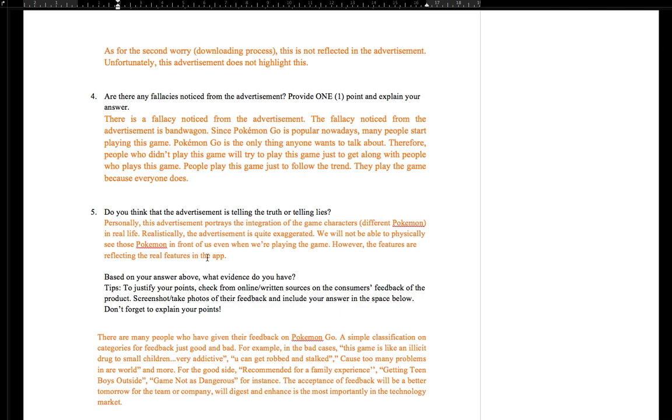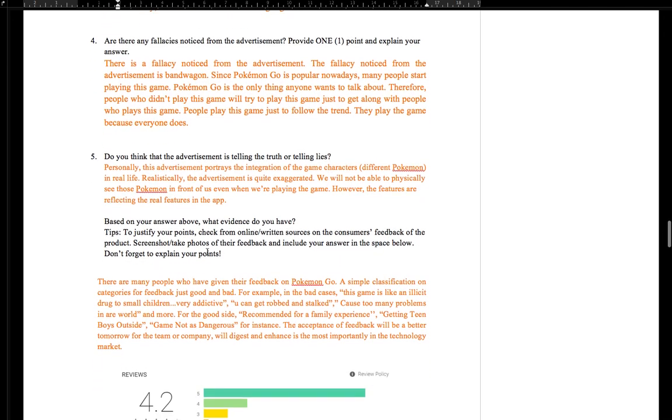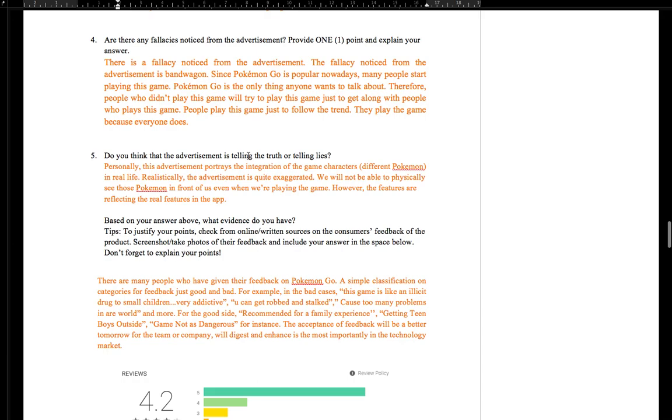So to say that this is telling the truth to some extent is a bit hard. It's not really truth, but what I can say is that the features highlighted in the video itself reflect the real features that are available in the app itself. Okay, now from this, how do you say that it's true or not?